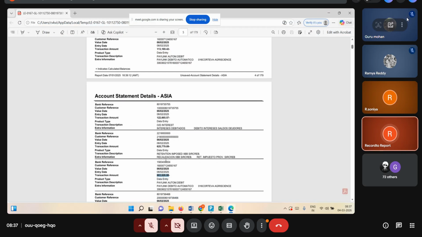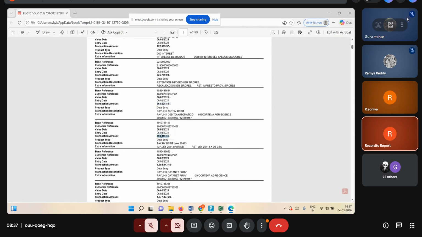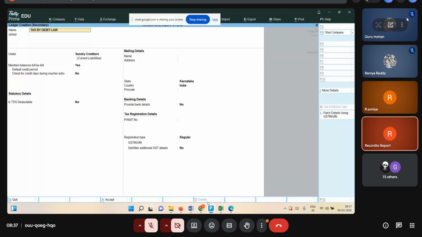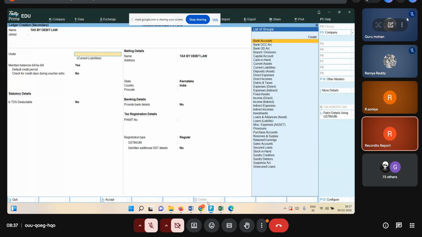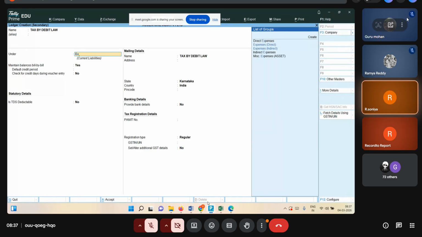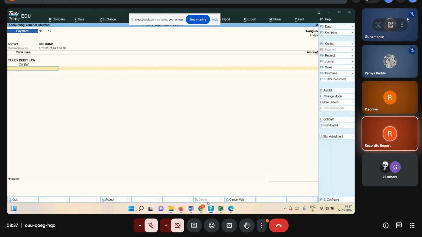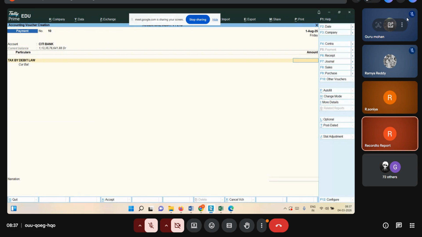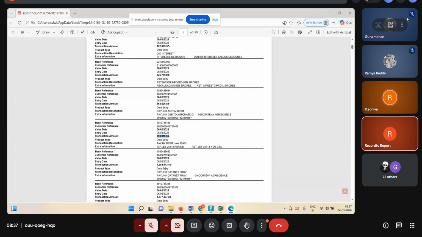Okay. What is the next transaction related to? So what is the tax by debit law? Tax by debit law. So is it an expense or revenue, guys? Expenses by debit law. So what is the money here? This is the 79. Savings. Okay. And we made one more payment to Fortiva only.